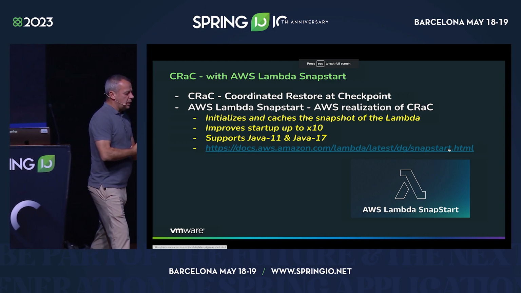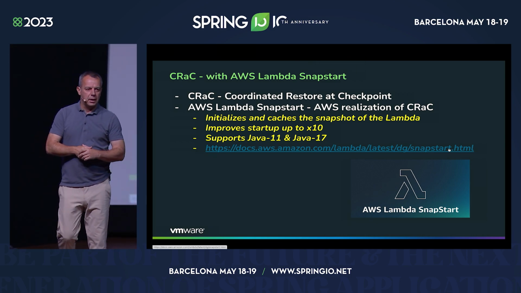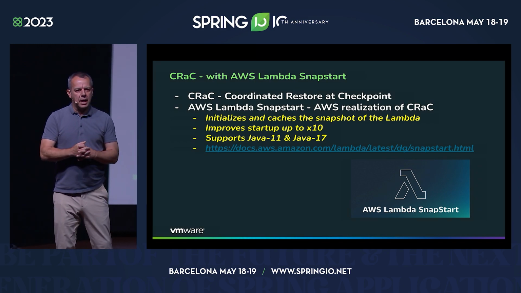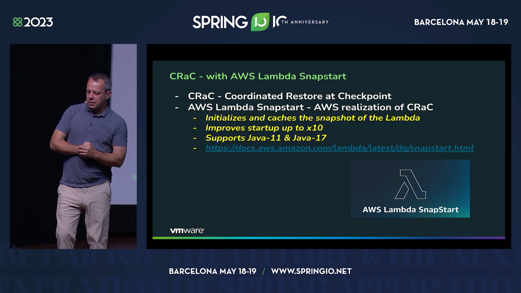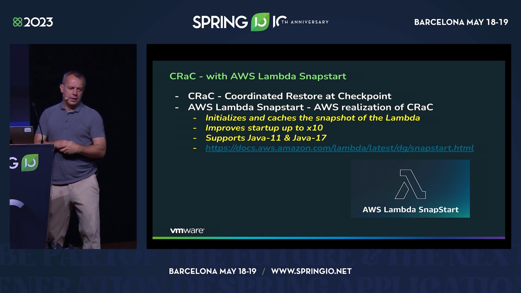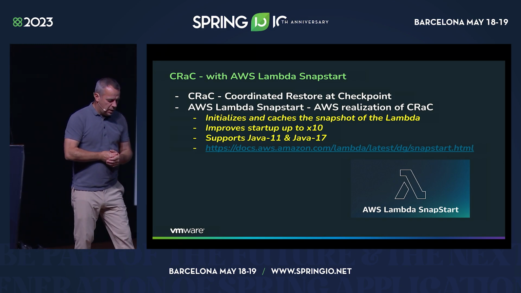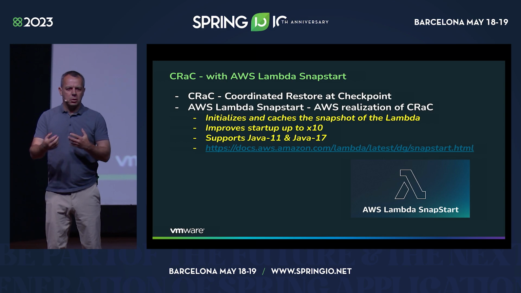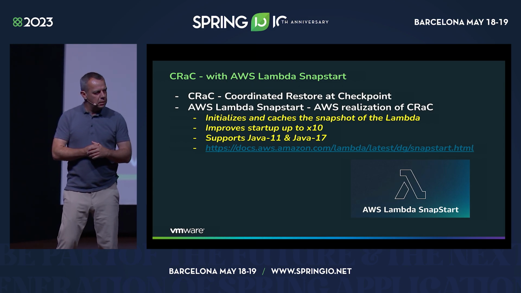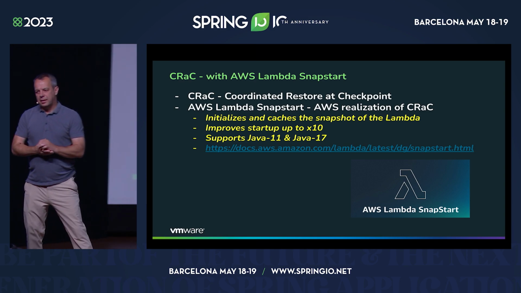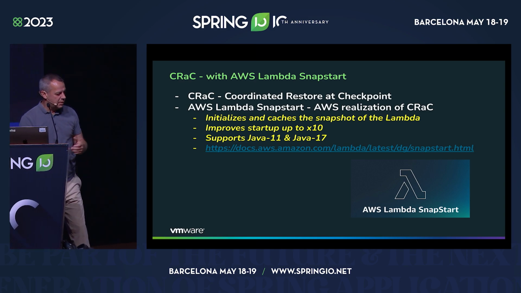So yesterday, during the keynote, Sebastian provided a pretty good coverage of this Java initiative called Coordinated Restore at Checkpoint, right? And showed a nice demo. So AWS provides its own implementation of CRaC. I still get a kick out of that name, that acronym. Like I had a function called application CRaC.